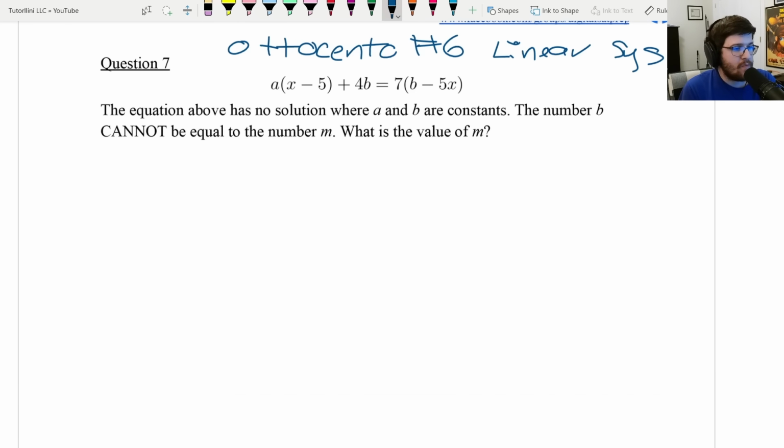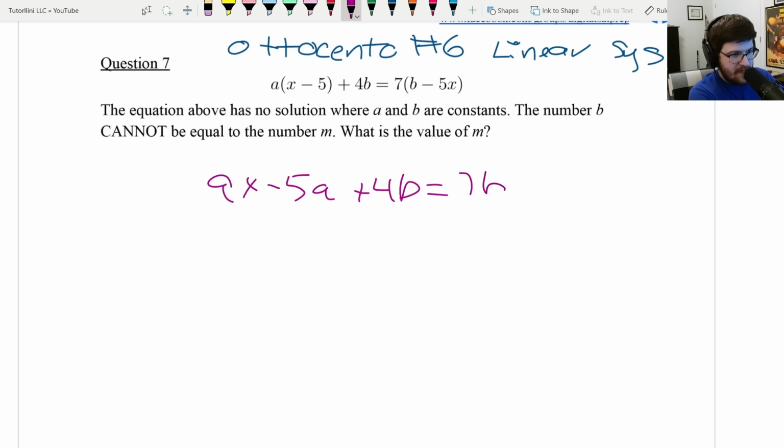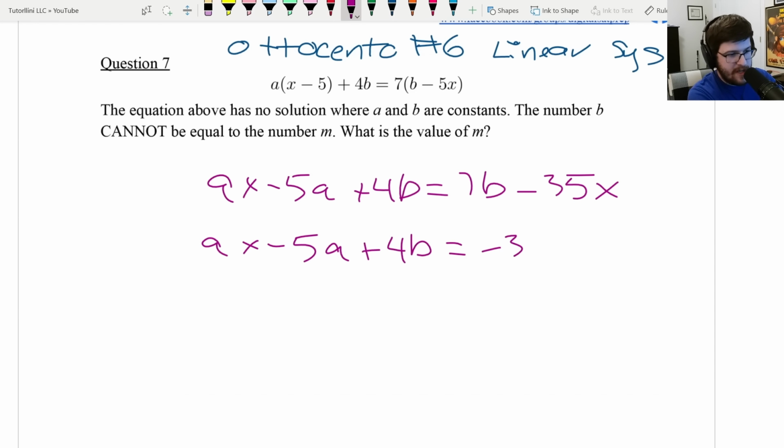All right, so here's what we're going to do. We're going to take that equation and try to put both sides in slope-intercept form. So first I'm going to expand everything out, distribute. So ax minus 5a plus 4b, and then the right side is 7 times b, 7b minus 35x. Now I want to get these in slope-intercept form. So I'm going to rewrite the right side with just the negative 35x in front. That's just the commutative property of addition.